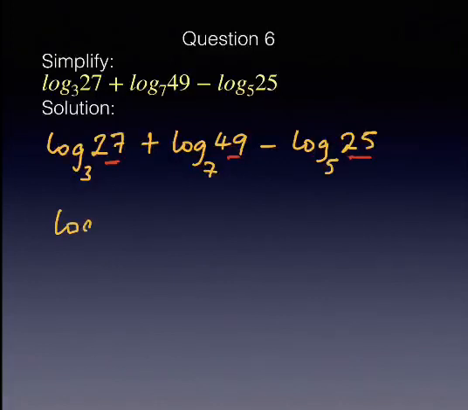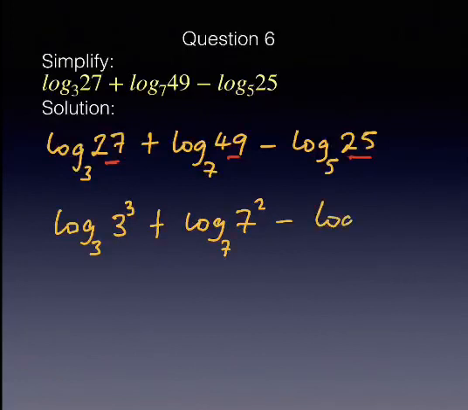So this is going to be log 3 to the exponent 3, base 3. 3 to the exponent 3 is 27. And then here plus log 7 to the exponent 2, which is 49, base 7. Then minus log 5 to the exponent 2, base 5. All right, now we have changed all the arguments to be in exponential form.